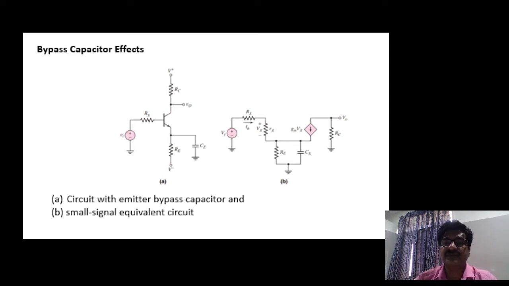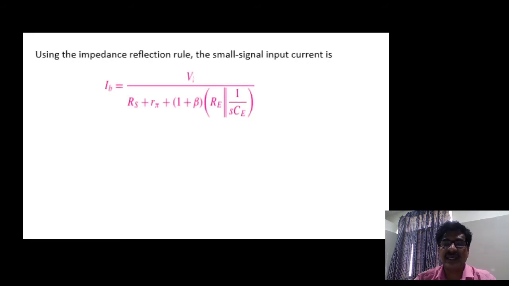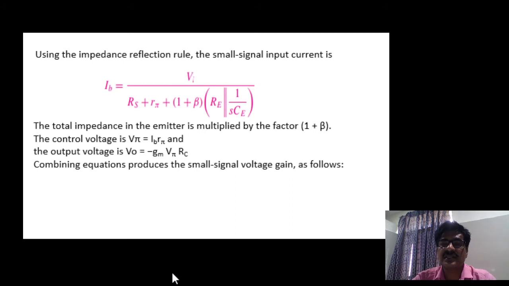now see the analysis, just deriving the gains. First of all, let us find the IB equation. IB is VI divided by the resistance. The resistance includes the different resistive components: RS plus r pi plus (1 plus beta) times the total impedance in the emitter terminal, that is RE parallel 1 by sCE. At the emitter, you have two components, RE and the capacitor, in parallel. Therefore, the impedance is the parallel combination of those two. This is the total impedance.